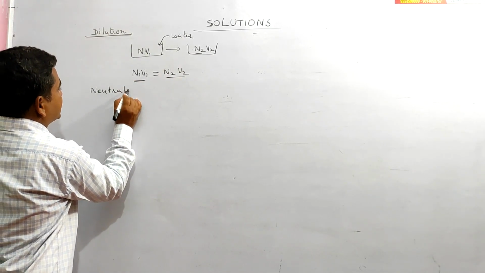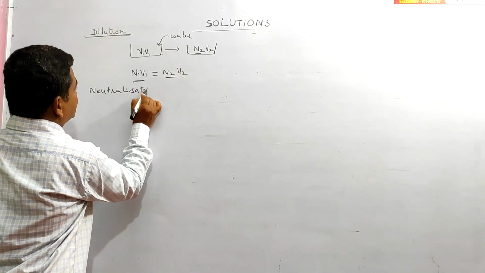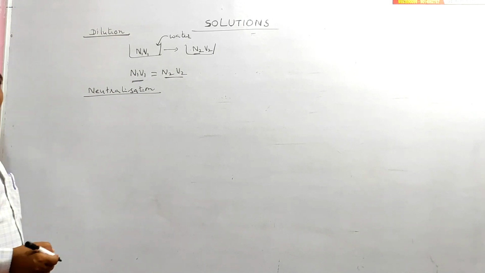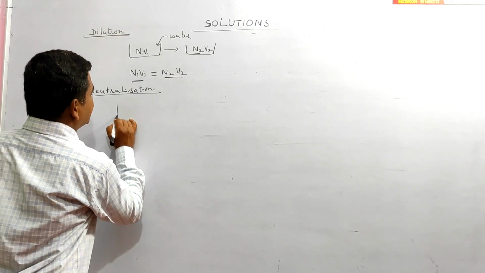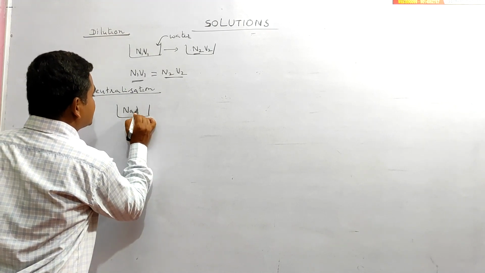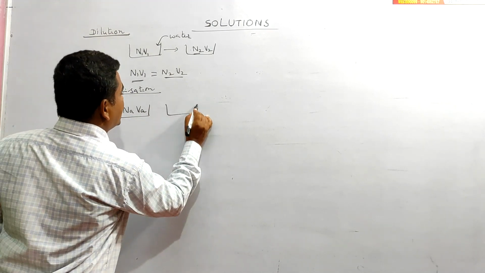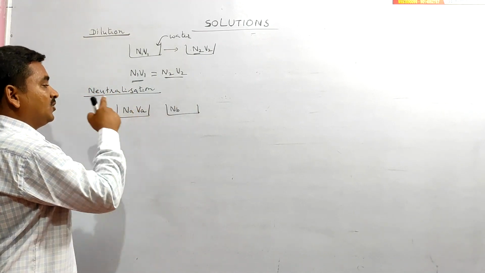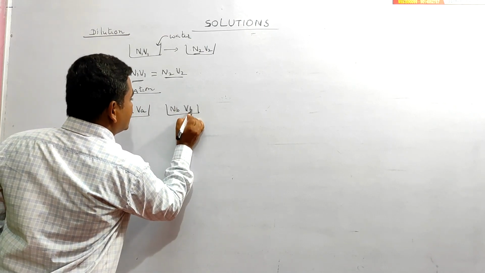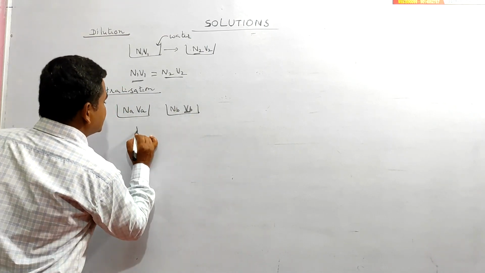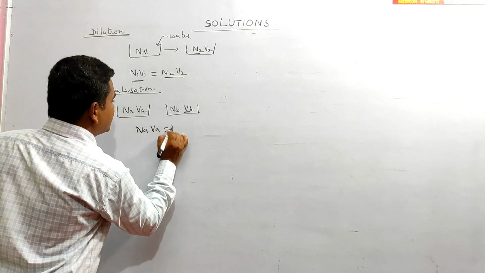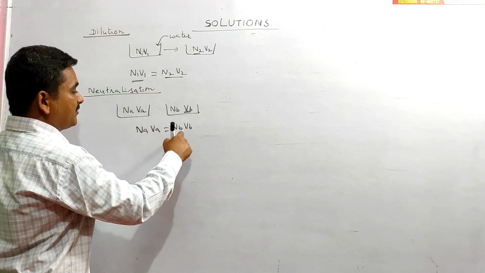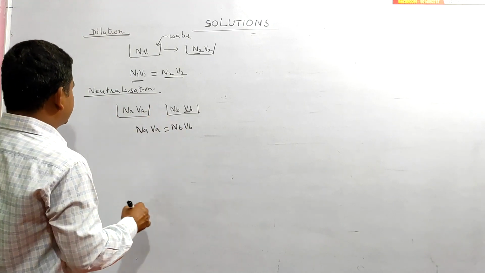And for neutralization, how to find how much acid is required or how much base is required for neutralization? What is the concentration of required solution? Suppose there is a solution of Na and volume Va. We have a solution of Nb. How much volume of this solution is required for neutralization of this acid? So that Vb can be defined by this formula. NaVa is equal to NbVb. Normality of acid, volume of acid, normality of base and volume of base.